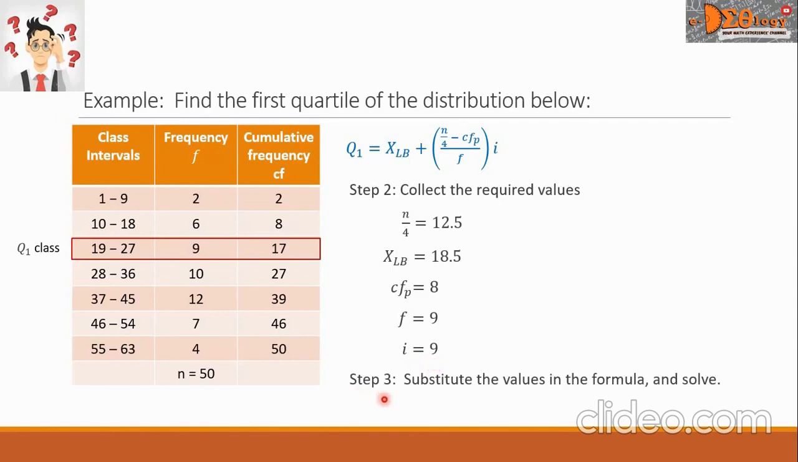For step 3, substitute the values in the formula and solve. So the x sub lb equals 18.5 plus the n over 4 is 12.5 minus the CF sub p is 8 all over the f, that is equal to 9, times I, which is equal to 9 also.